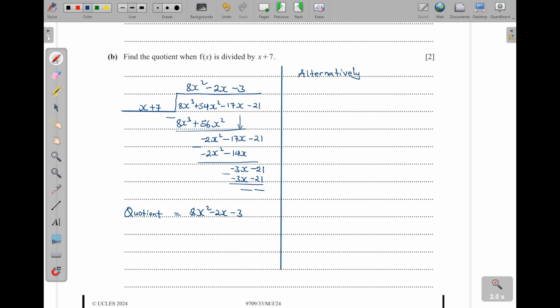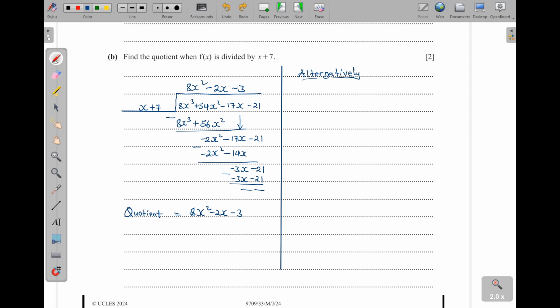We call it the synthetic approach. I can write the coefficients of all these terms in the polynomial. So here I have 8, 54, negative 17, then negative 21. If we have something like 8x cubed, then the next one is, let's say, 54x, and there is no x squared. That means the coefficient of that x squared is going to be a 0. So you have to consider it there.